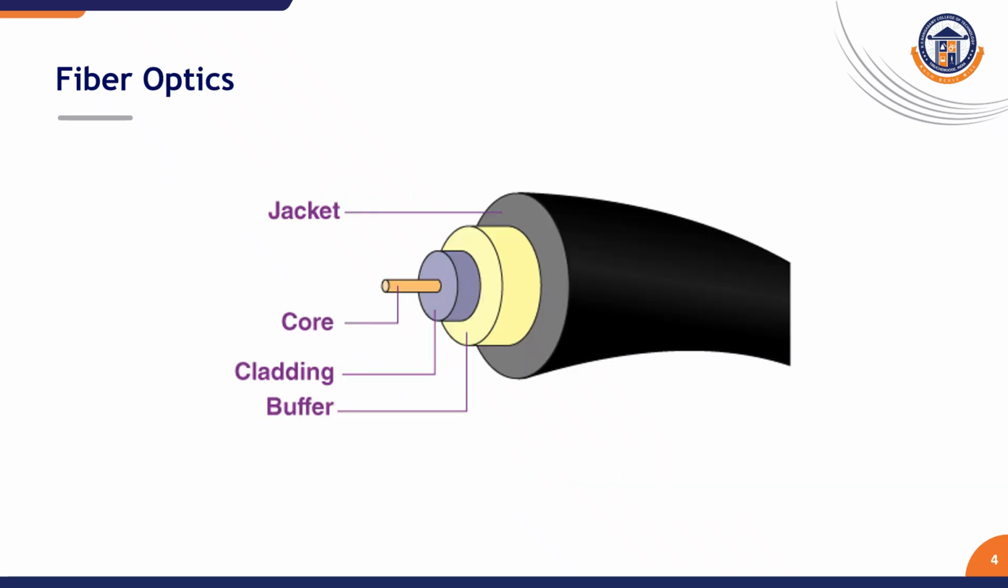The figure shows the optical fiber. The optical fiber has two major parts: one is the core, another one is the cladding. The core and cladding are fully responsible for total internal reflection. At the same time, the buffer and jacket protect the core and cladding material from the environment.